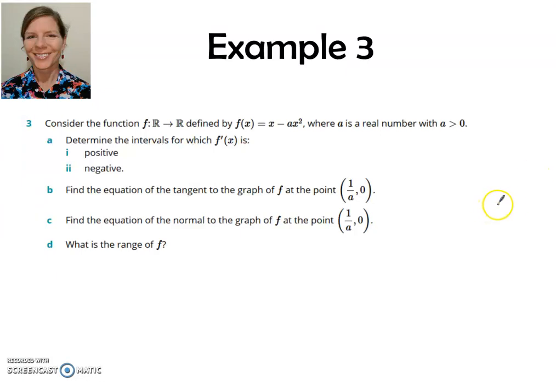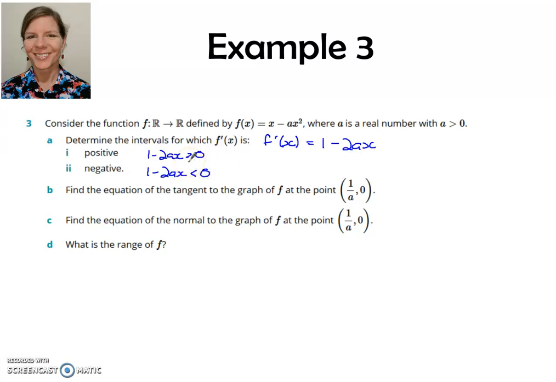Alright, example 3. Now we've got another function with A, where A is positive. Determine intervals for which f prime x is positive or negative. You can do this by hand, or you can do it with the ClassPad. It's pretty straightforward by hand really, because if you differentiate it, f prime x is just going to be 1 minus 2ax, and then solve when is that positive. So when is 1 minus 2ax greater than 0, when is 1 minus 2ax less than 0.